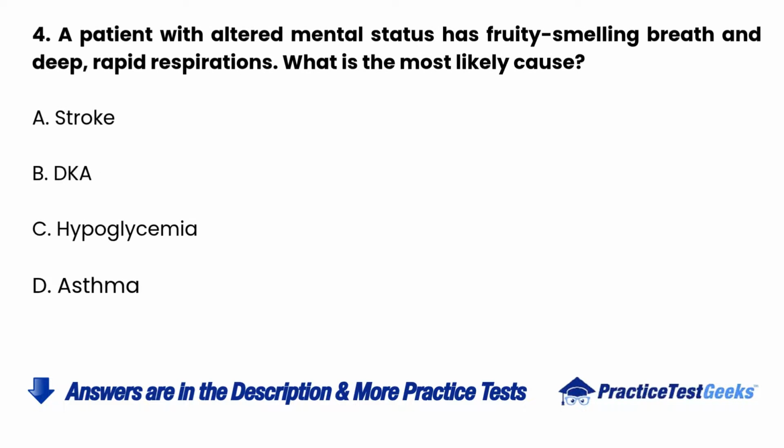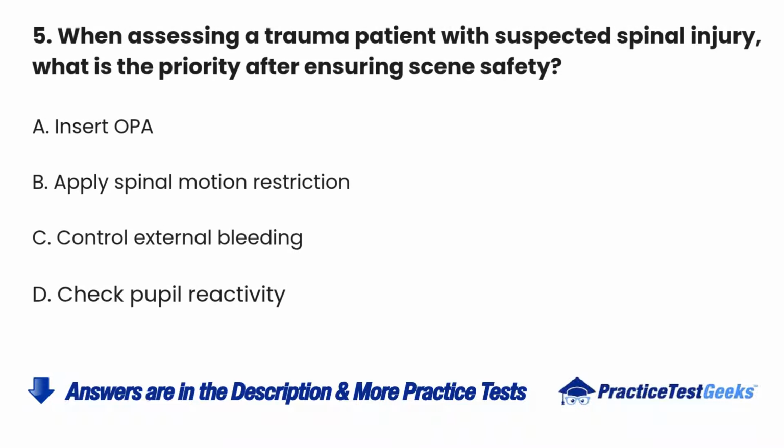4. A patient with altered mental status has fruity-smelling breath and deep, rapid respirations. What is the most likely cause? A. Stroke. B. DKA. C. Hypoglycemia. D. Asthma.